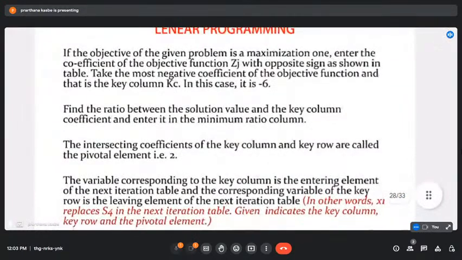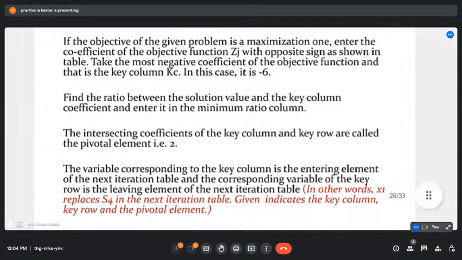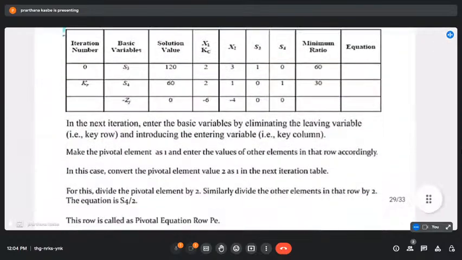If the objective of the given problem is maximization, enter the coefficients of the objective function Z with opposite sign as shown in the table. Take the most negative coefficient of the objective function as the key column, that is KC. In this case it is minus 6. Find the ratio between them. This is how we can iterate the table.